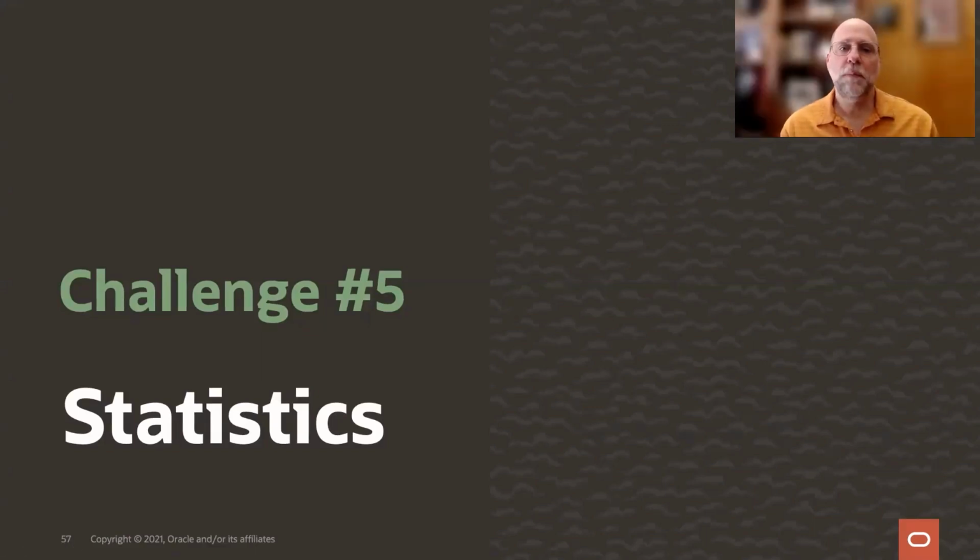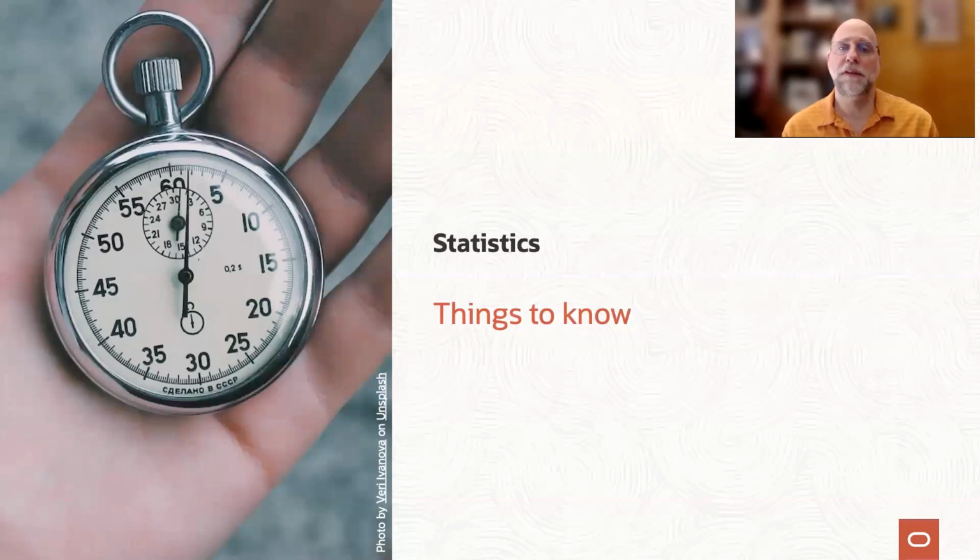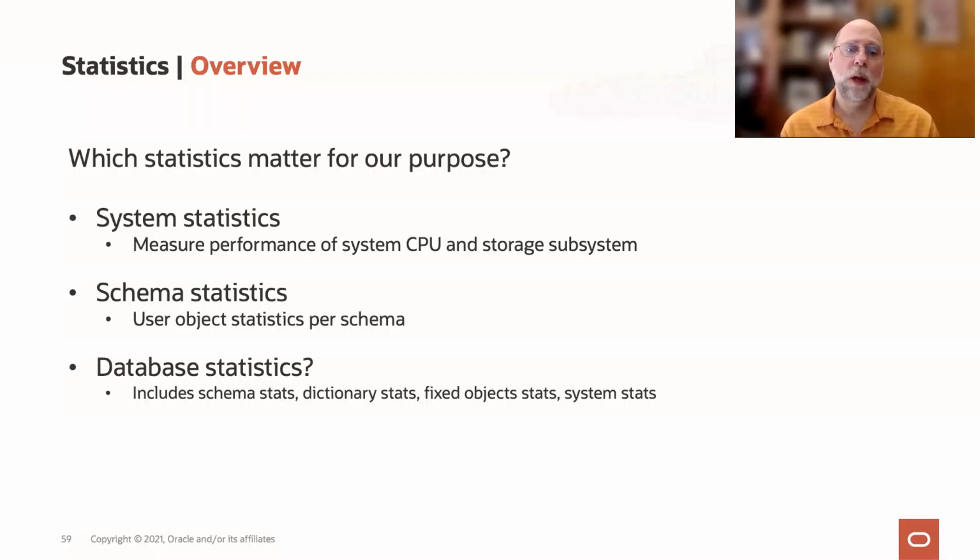Well, because we're talking mostly about performance testing here, it definitely means we should talk about statistics, because having accurate statistics is the best way to get good performance, and the statistics on your test system need to mimic your production system as closely as possible in order for your testing to be a good analog of production. So let's talk about first some high-level information about statistics, just some things to know.